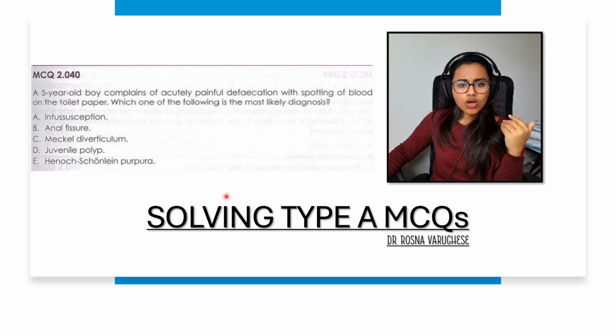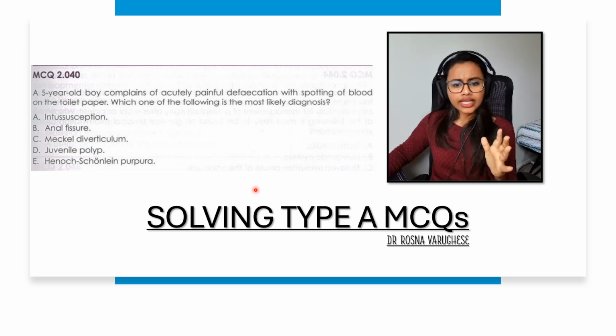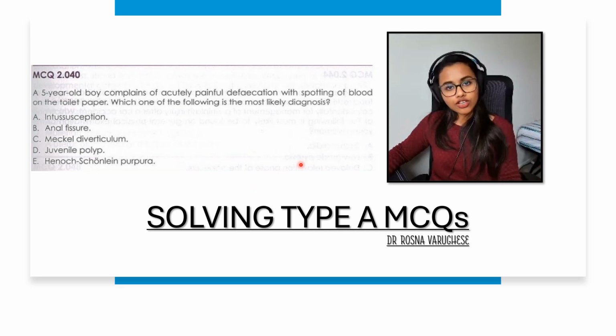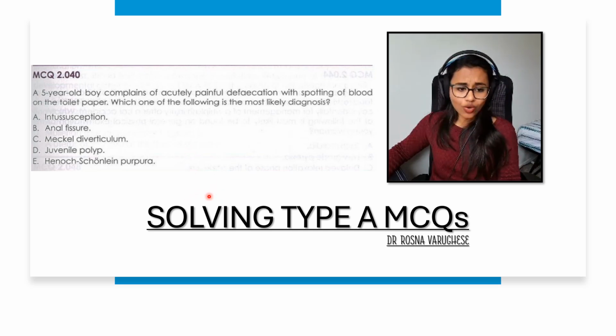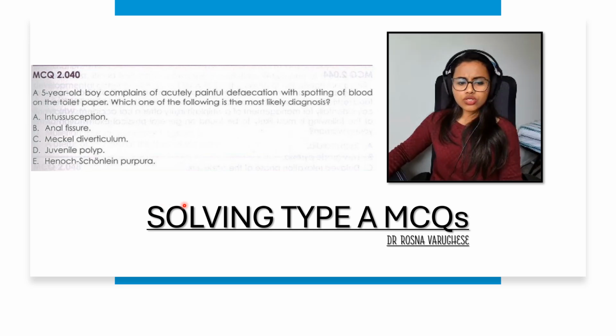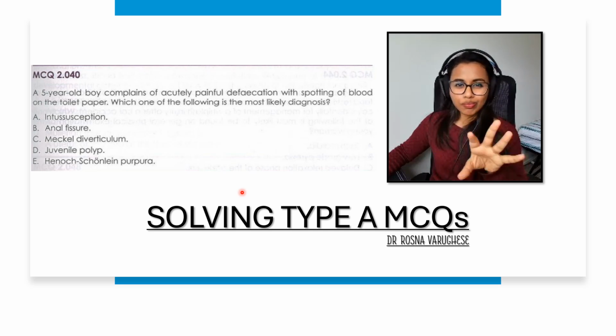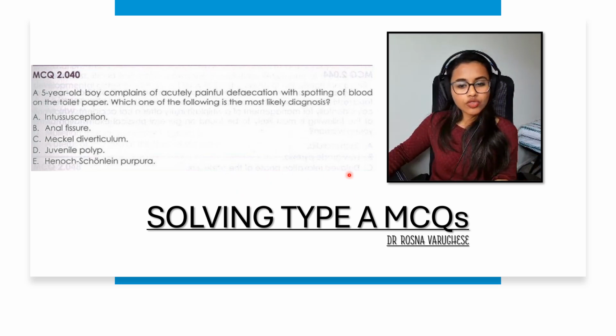Meckel's diverticulum. Now, Meckel's diverticulum would present with central abdominal pain, and even if bleeding occurs, it has to be really profuse bleeding, and there will be a significant drop of hemoglobin. It's not going to be some spotting on the toilet paper. So I don't think it's option C either. Now, juvenile polyp. Juvenile polyp, again, is quite unusual in this particular age group, and even if juvenile polyp happens, it's likely to give you blood that's mixed with your stools, and not some spotting on the toilet paper. So I'm ruling out option D also.